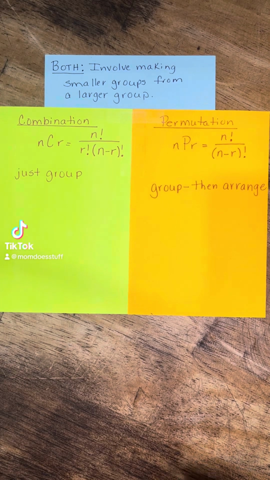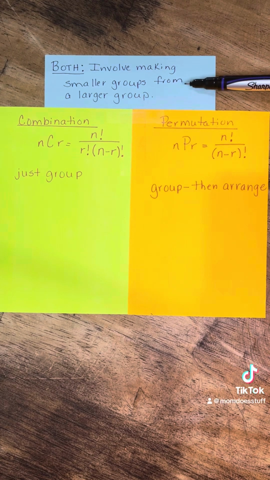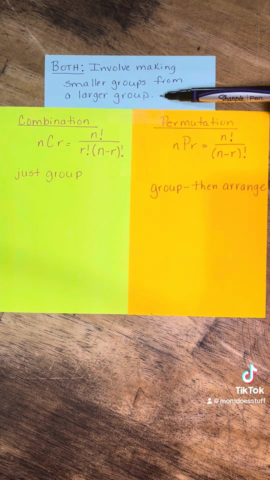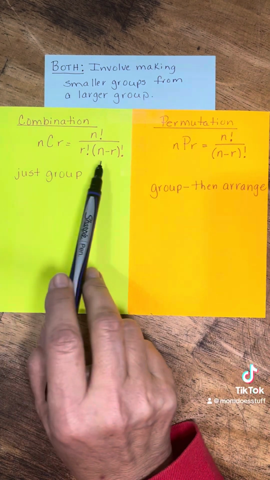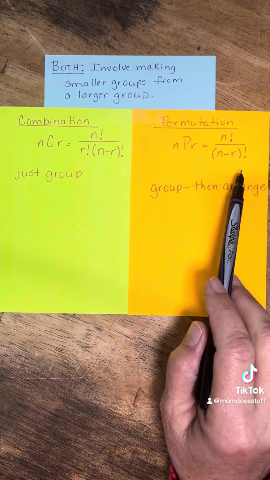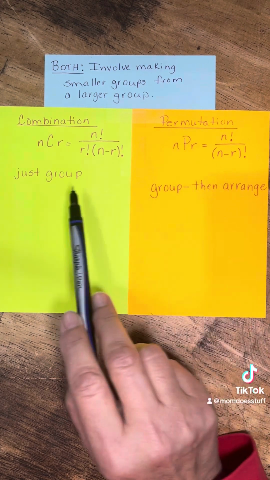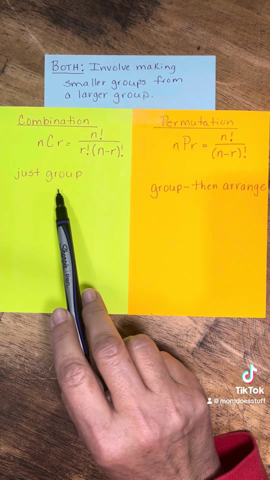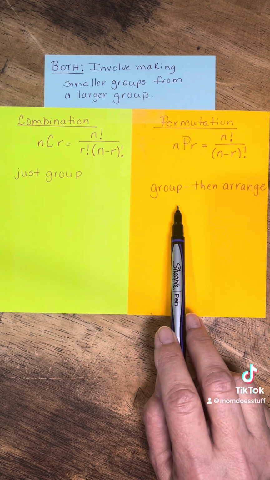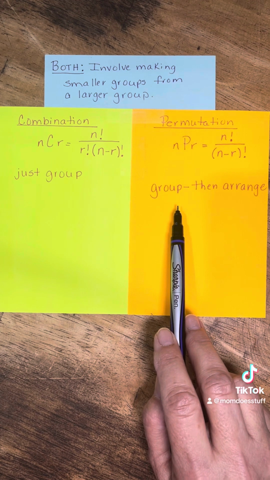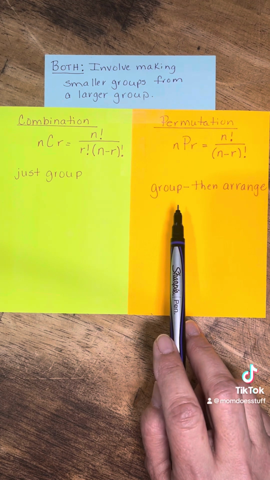Permutations and combinations are often confused because both of them involve making smaller groups from a beginning larger group. But here's the difference. You can see that the formulas are slightly different. The combination has an extra factor here in the denominator. But basically, for a combination, you just group the things together. In a permutation, you have to group them, and then every arrangement within the group creates a different group.